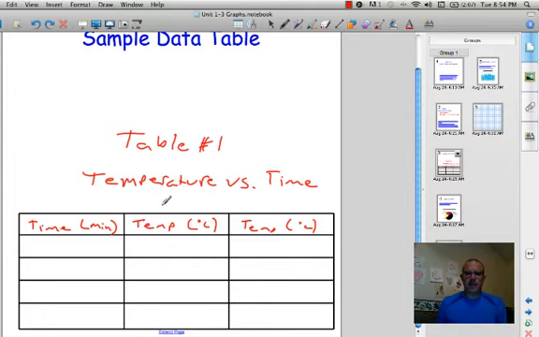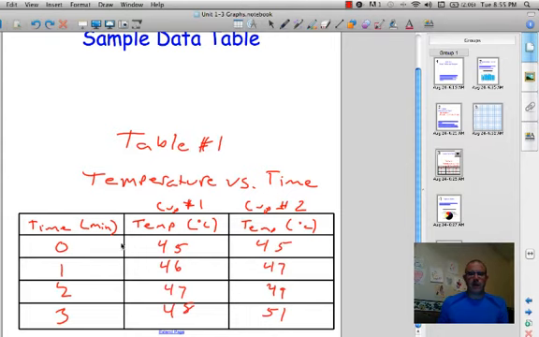So this might be cup number 1 versus cup number 2. Now these columns might be a little bit wide, but we needed that in order to fit our title in. That's what a data table will look like. We'll come back and look at a graph in a minute.